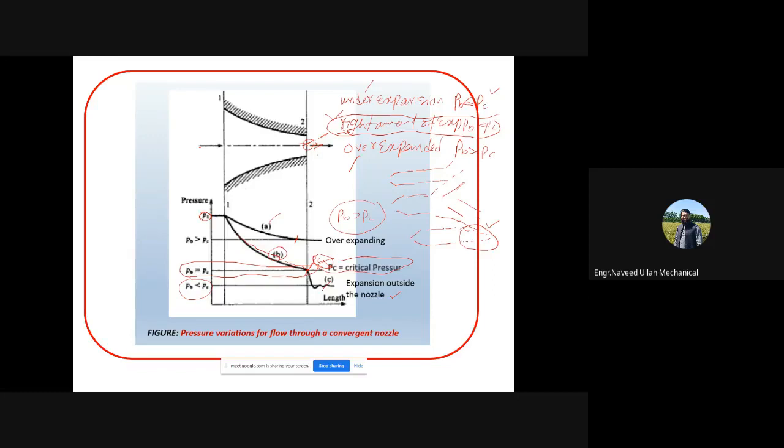Okay, so let's say for example, if they are moving from the atmosphere to the earth crust, that will be your over expanded case, okay? And if your atmospheric pressure is less than the critical pressure or the design value, then you can say that is your under expanded nozzle, okay?